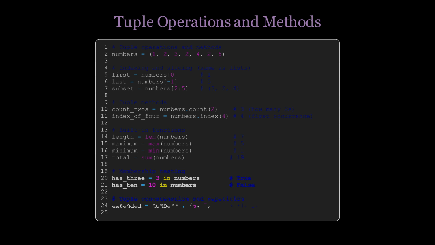Tuples support indexing and slicing just like lists. They have two main methods. Count returns the number of occurrences, and index finds the first occurrence. Built-in functions like len, max, min, and sum work perfectly. Concatenation and repetition create new tuples.